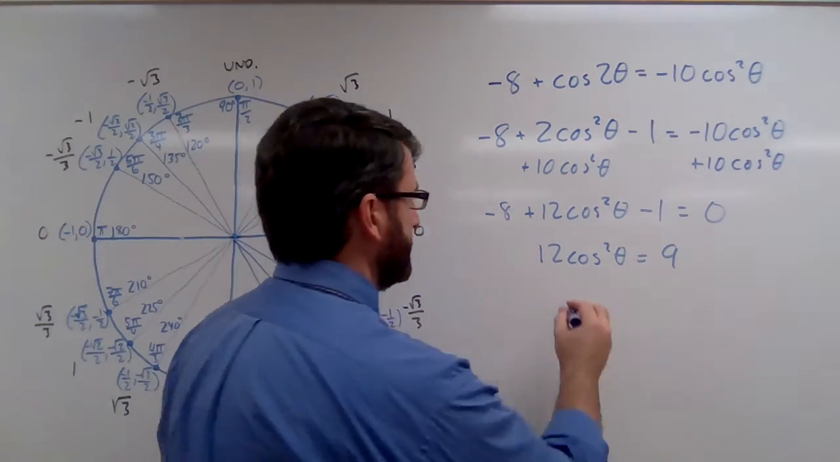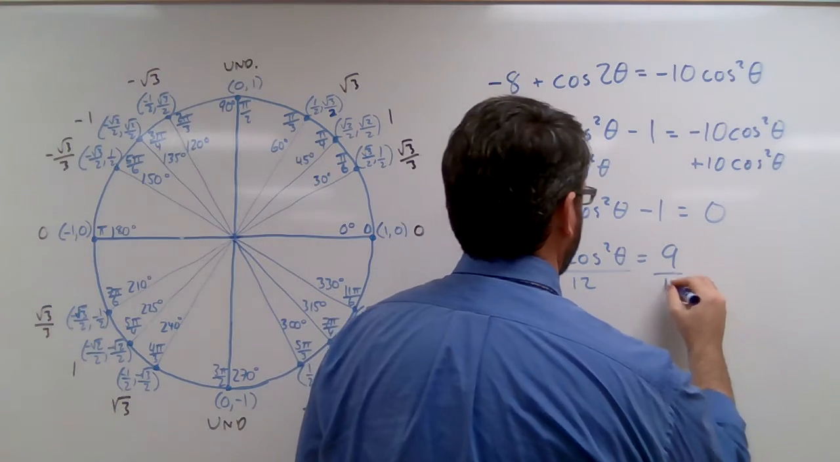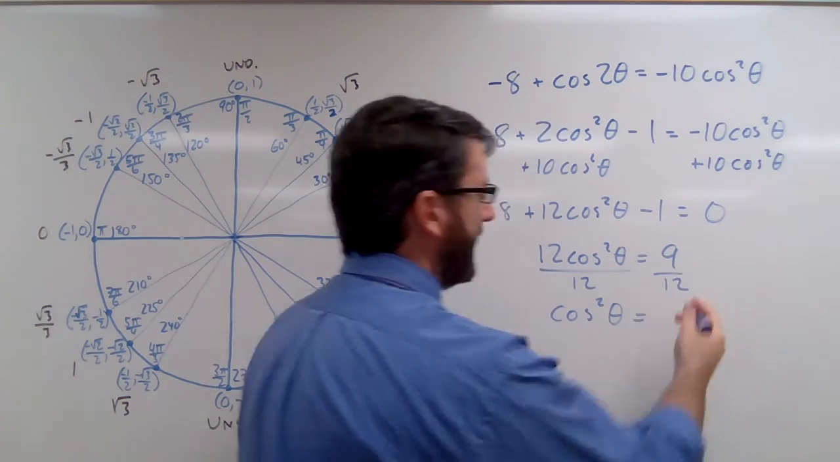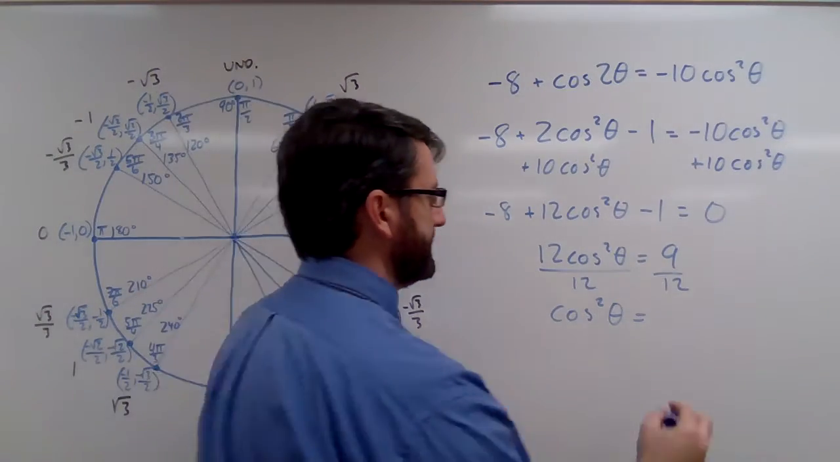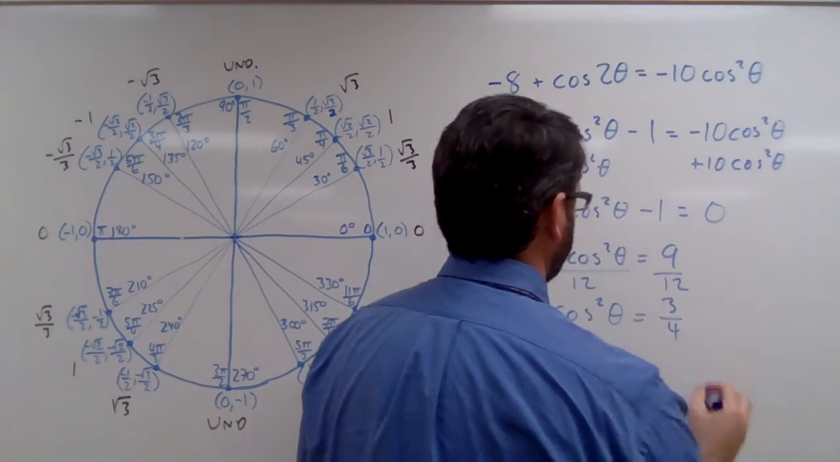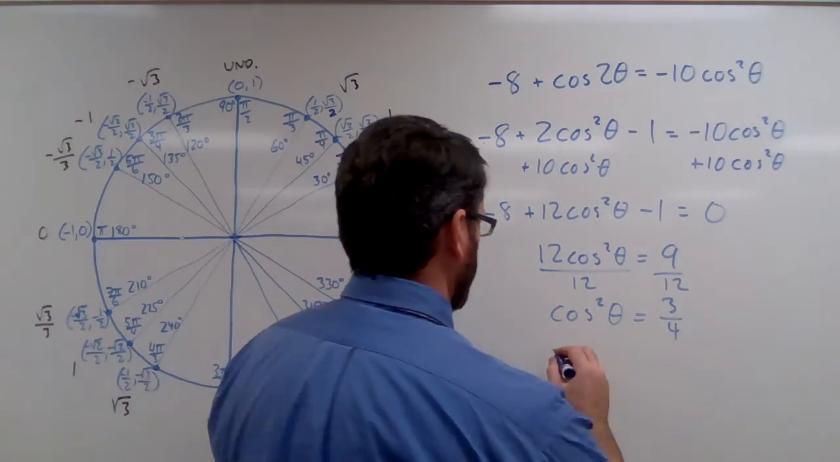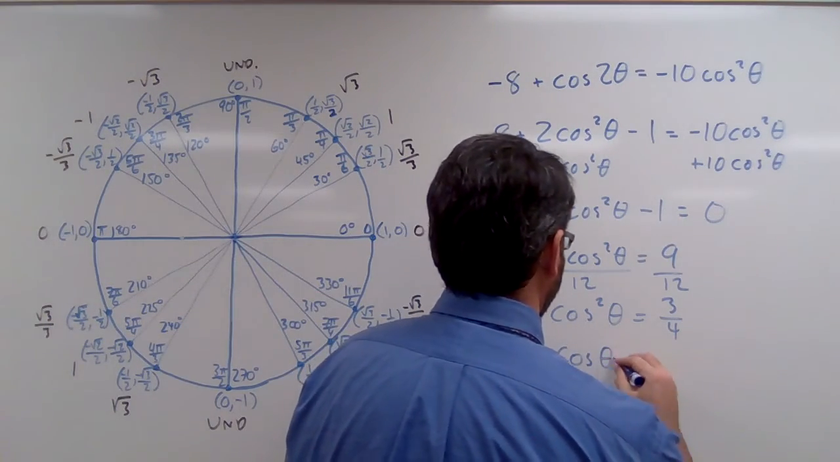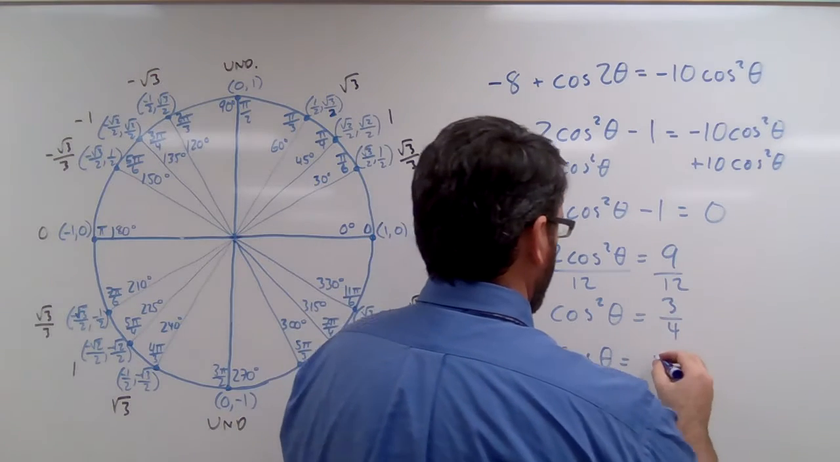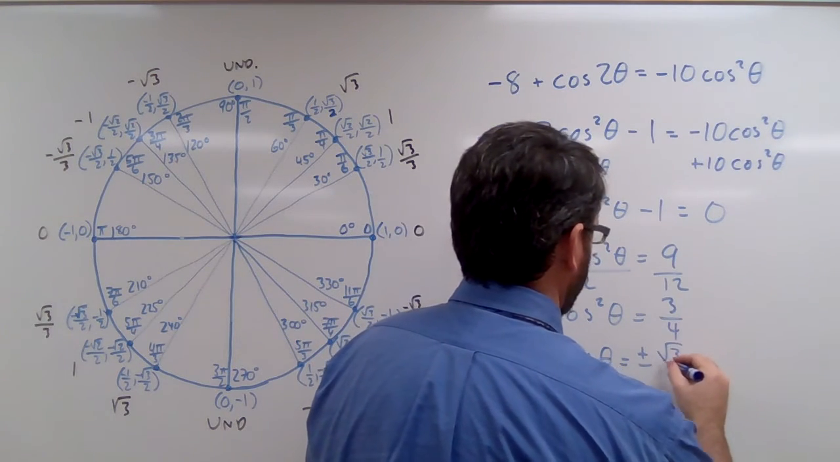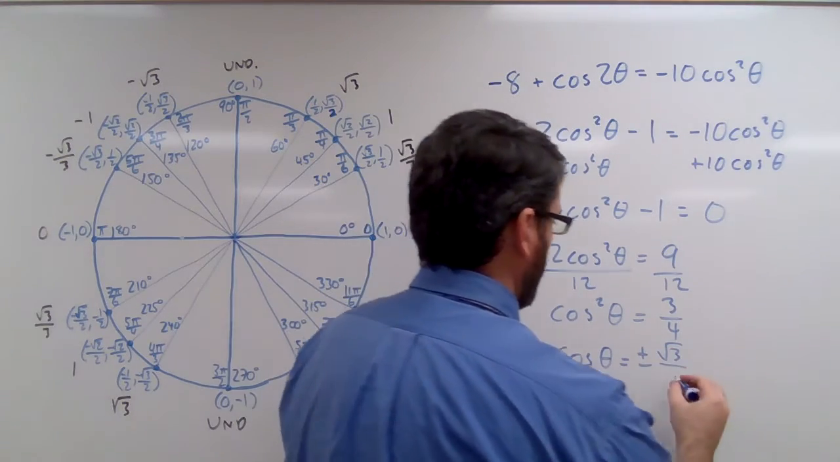Now we can divide both sides by 12. And we get cosine squared theta is equal to 9/12, which is the same as 3/4. Now we can take the square root of both sides. We get cosine theta is equal to plus or minus the square root of 3 divided by the square root of 4, which is 2.